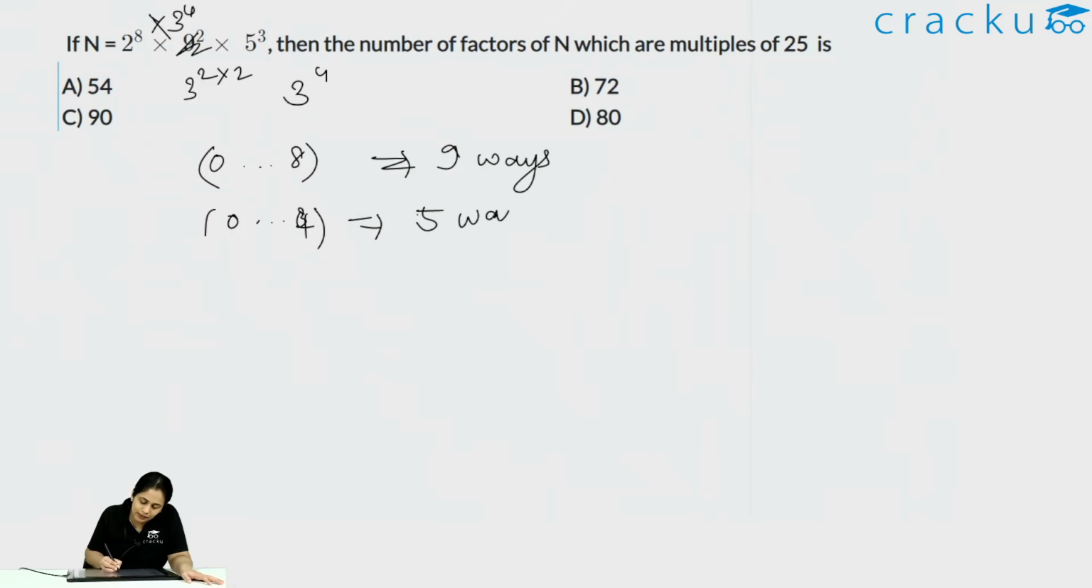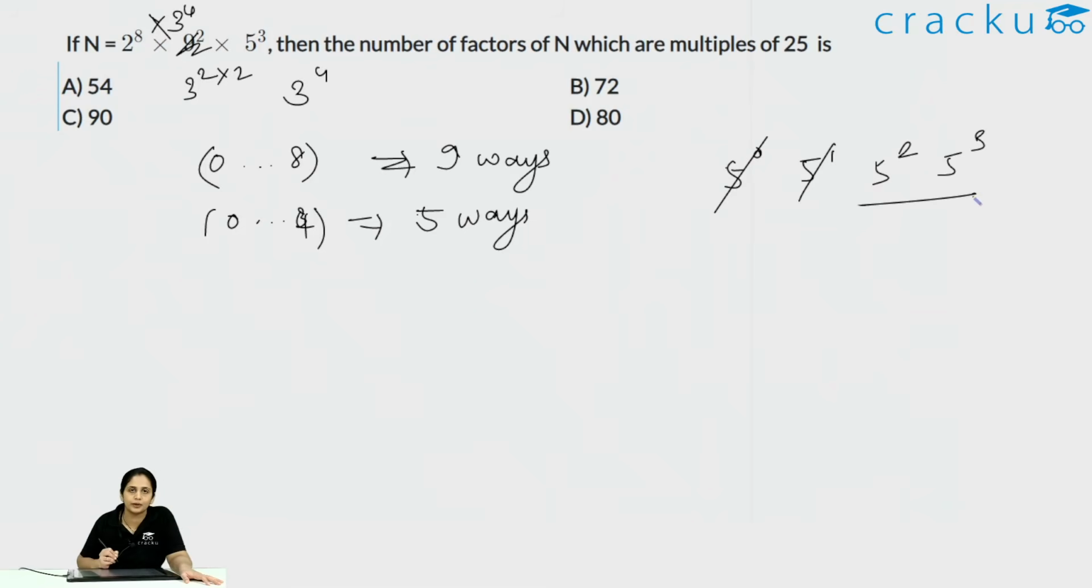Now how many ways can you select powers of 5? See, because you have to have them as multiples of 25, there are 4 powers of 5: 5 raised to 0, 5 raised to 1, 5 raised to 2 and 5 raised to 3. Since it has to be a multiple of 25, we can't consider 5 raised to 0 and 5 raised to 1. We have to consider only these two possible powers of 5. At least the bare basic factor that we have to select is 5 square. So basically how many ways can we select the powers of 5? That is 2 ways.